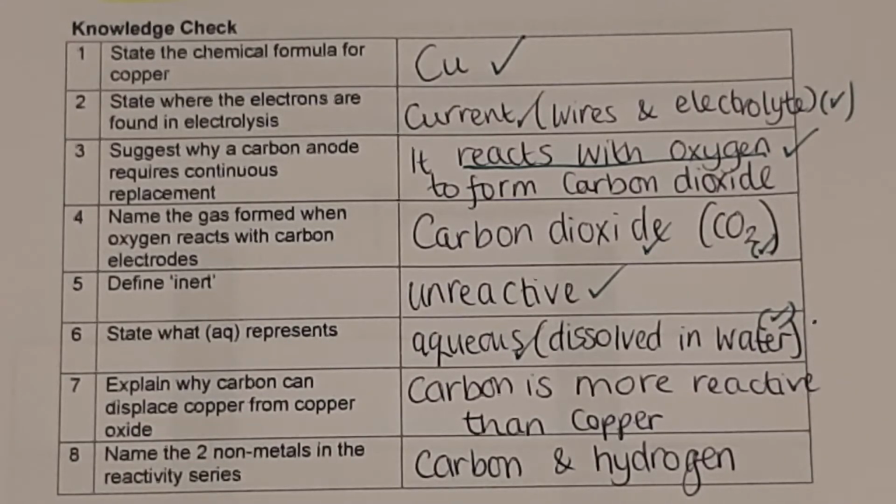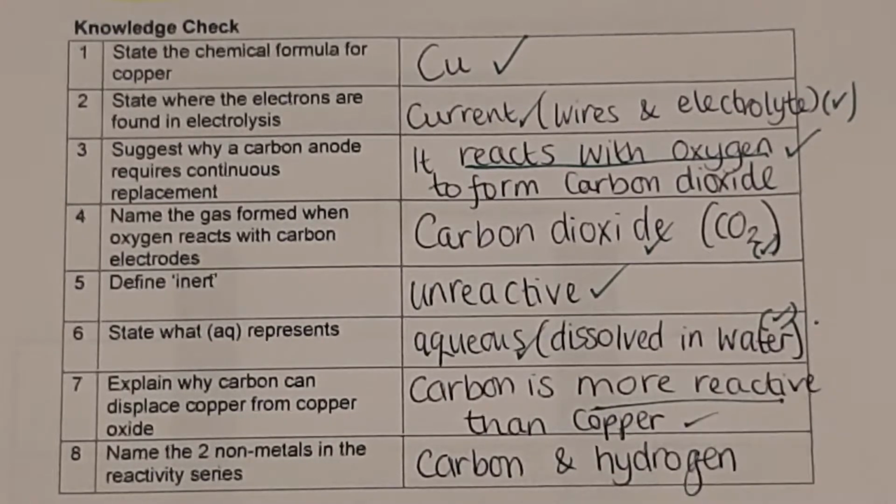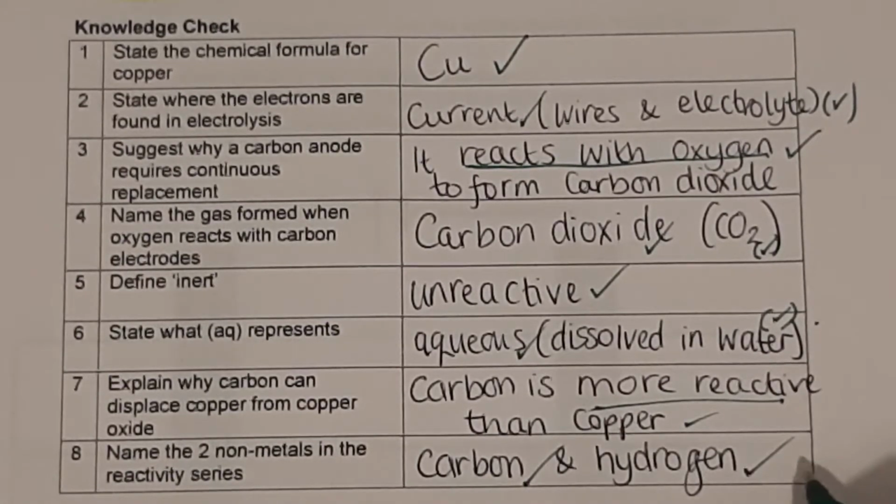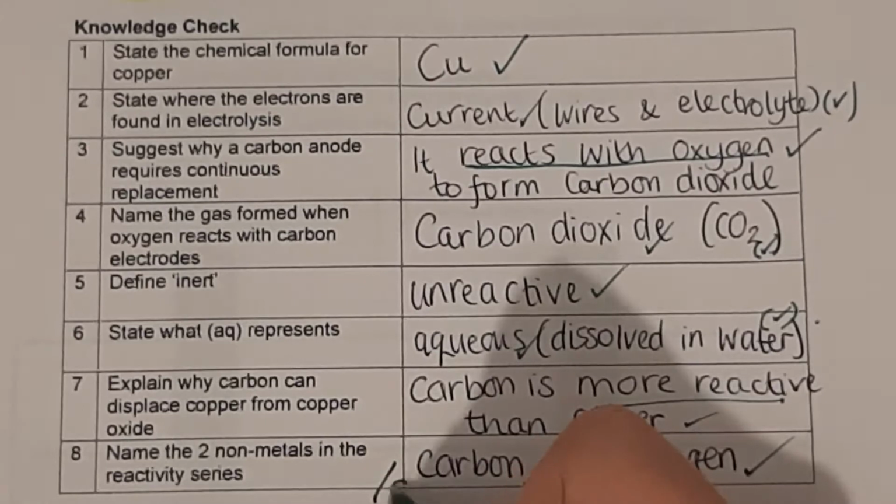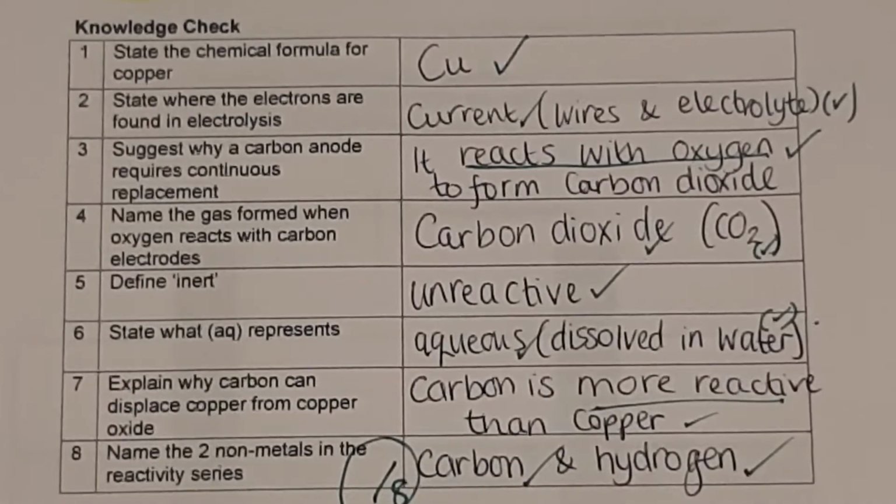Explain why carbon can displace copper from copper oxide. Well, that's because carbon is more reactive than copper. And name the 2 nonmetals in the reactivity series. Well, they are carbon and hydrogen. You need both for 1 mark. So that's a total of out of 8, please. Give yourself a mark out of 8.